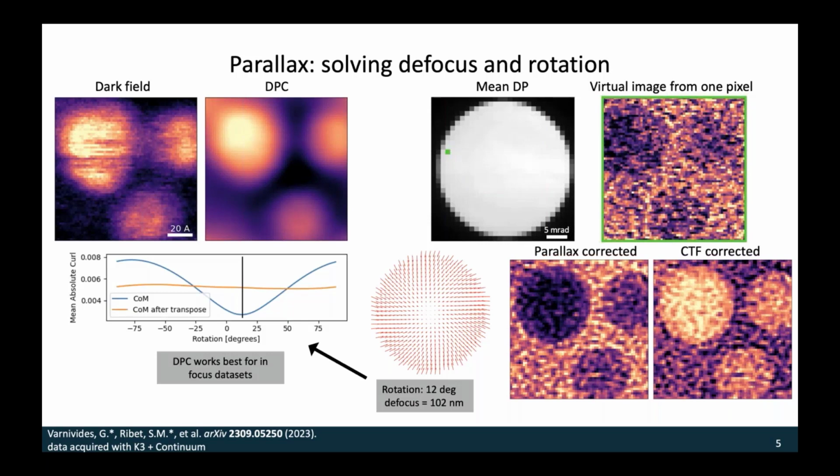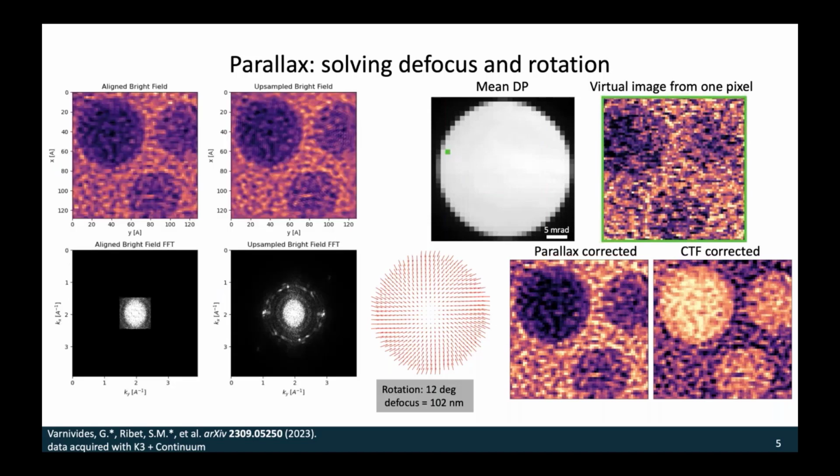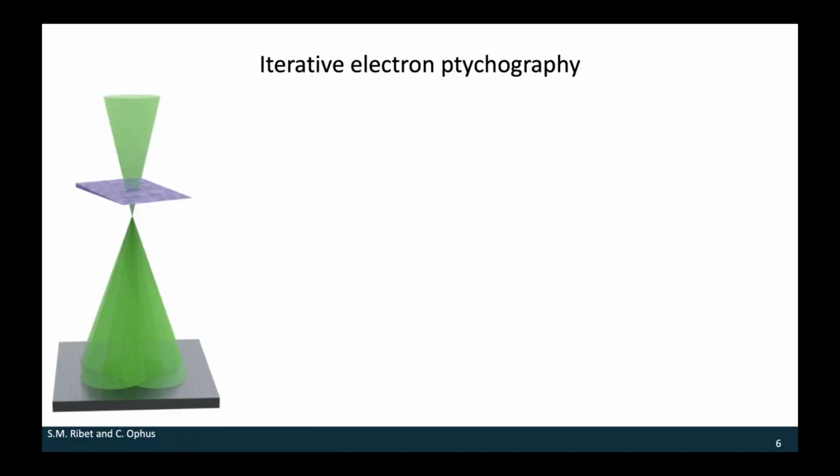We can go even a step further. We can do some subpixel alignment and upsample the bright field disks. And now you can see really nicely, you can even see some lattice in these gold nanoparticles. So we're getting resolution here that is higher than our sampling of the data that we took in real space. So parallax is a nice way to do a phase reconstruction of our sample and sort of a medium amount of computation, but we can go even a step further, and for that, we're going to be doing ptychography.